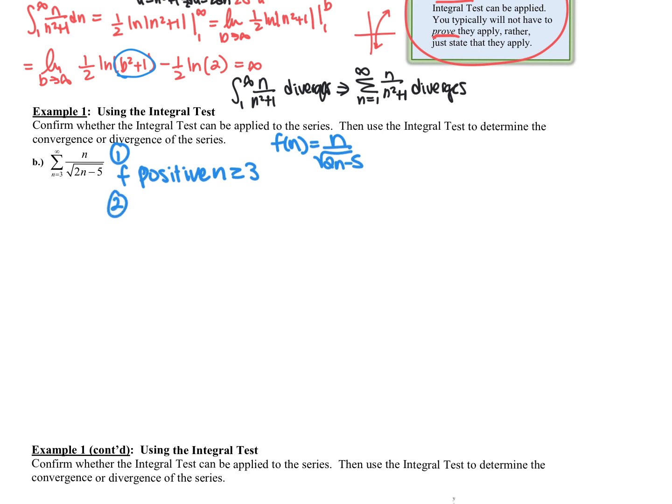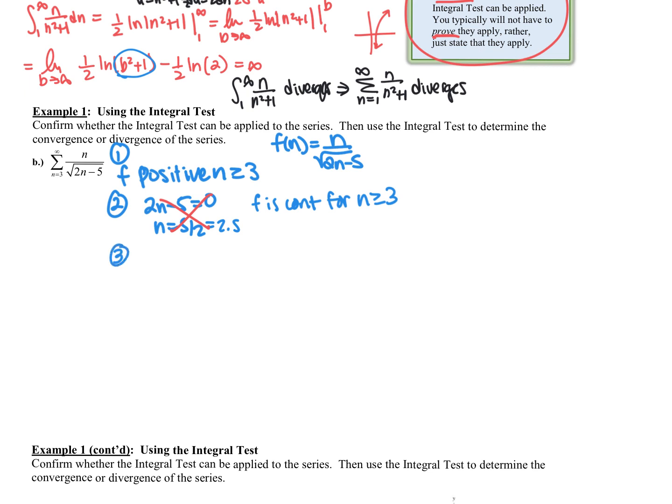Is it continuous? Well, the only place where it will not be continuous is when 2n minus 5 is equal to 0. And that will be when n is equal to 5 halves, which is 2.5. So as long as that bottom is not 2.5, then we'll be continuous. So f is continuous for n greater than or equal to 3. And you don't have to write this part down if you don't want to. I'm just explaining.